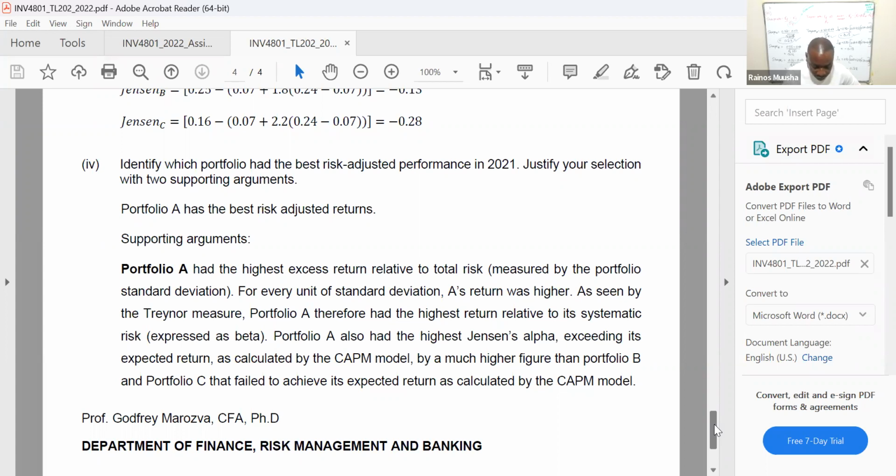Portfolio A also had the highest Jensen measure, exceeding its expected return as calculated by the capital asset pricing model by a much higher figure than B, and portfolio C failed to achieve its expected return as calculated by the capital asset pricing model.